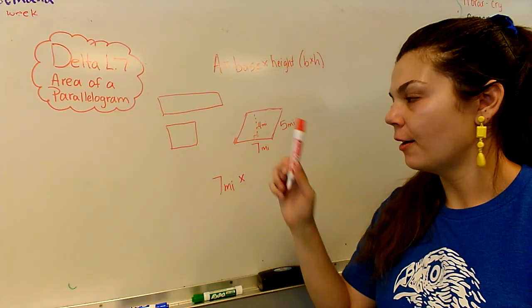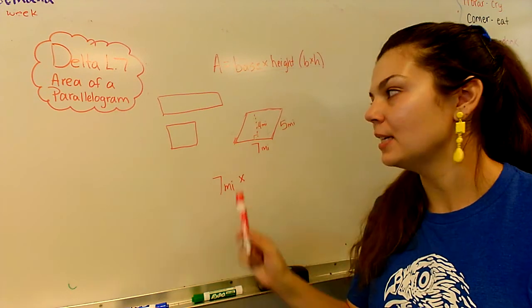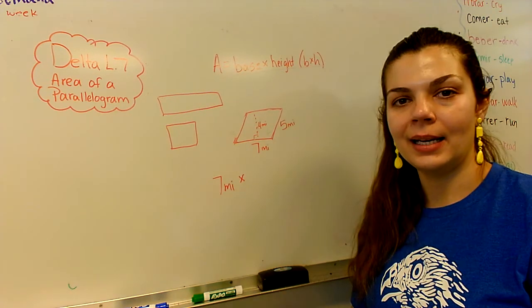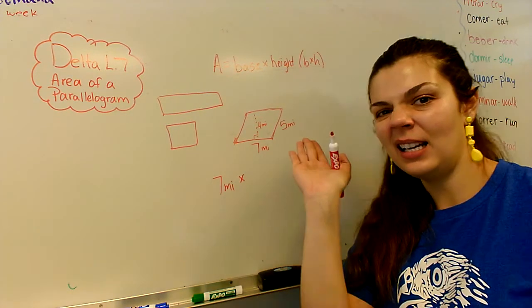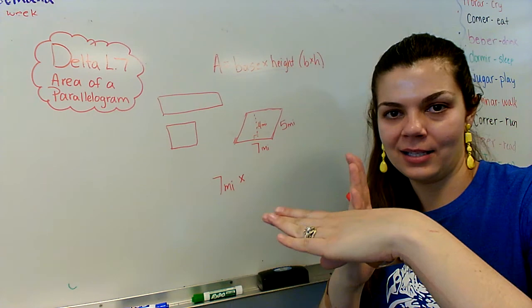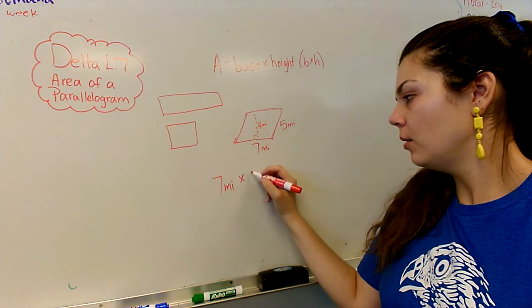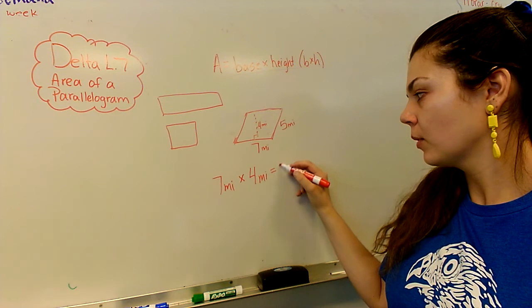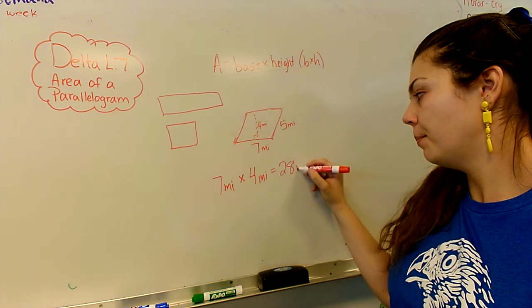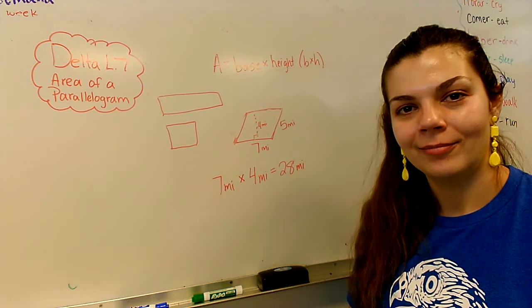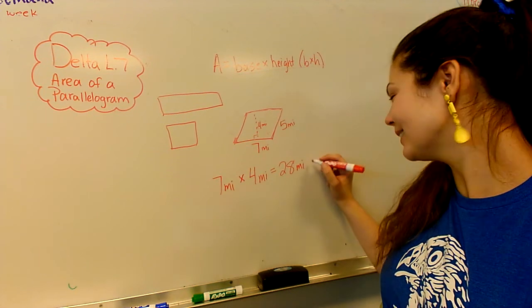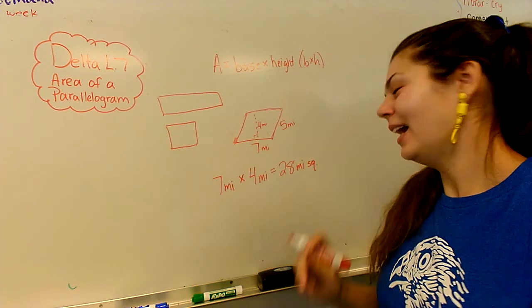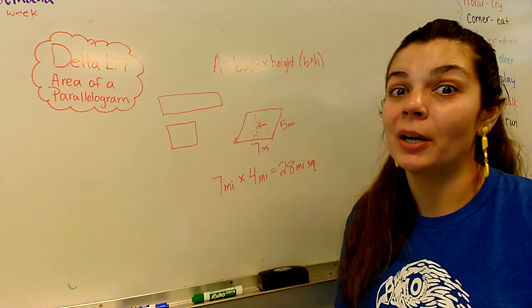The height is 4 because it is perpendicular to the base, right? It hits the base. It doesn't hit it at an angle. It hits it nice and straight. So 7 miles times 4 miles equals 28 miles squared. Don't forget to label, especially on the test.